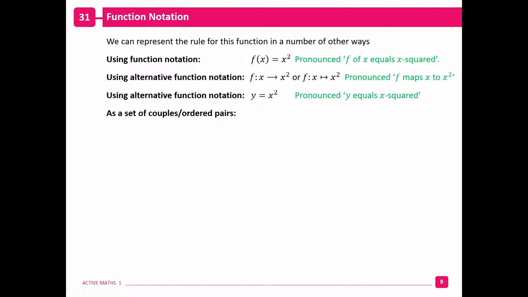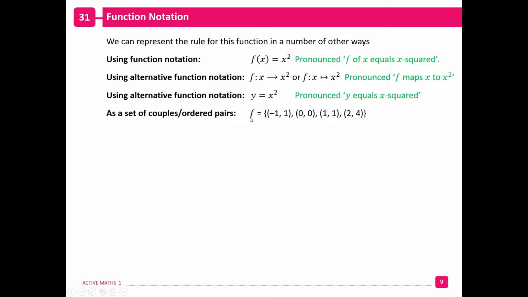Now we know that the couples or ordered pairs are the sets of all the inputs followed by their unique output together in a bracket separated by a comma, and they're all then separated by commas inside a pair of curly brackets because they're the set of all inputs and outputs.